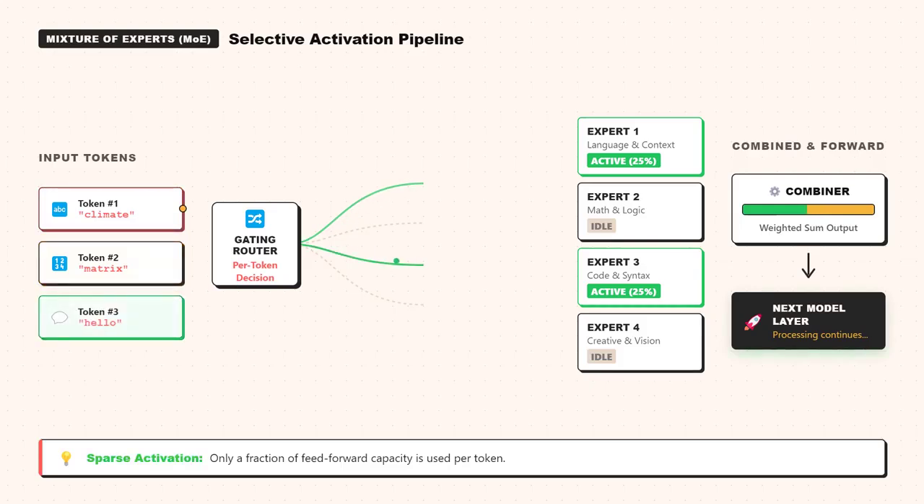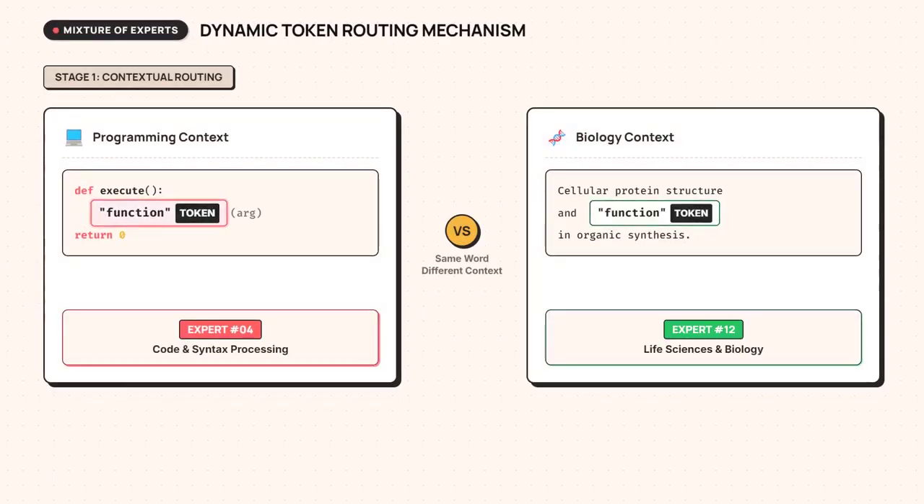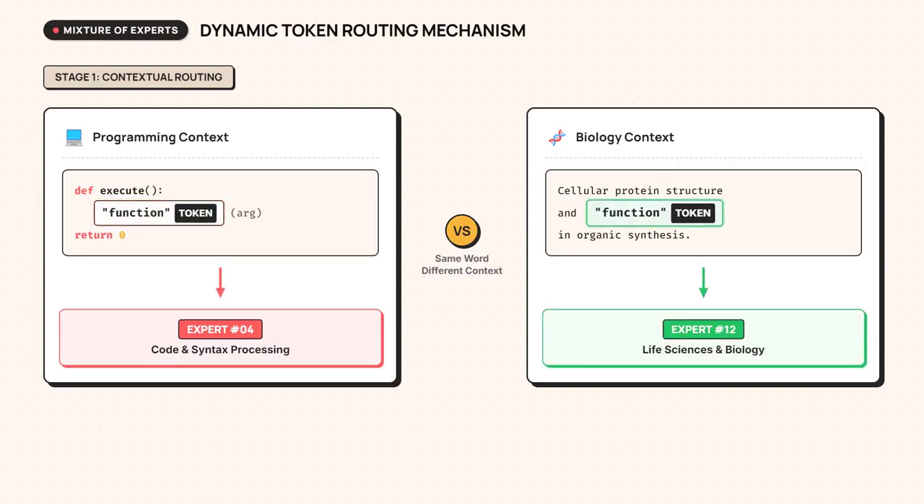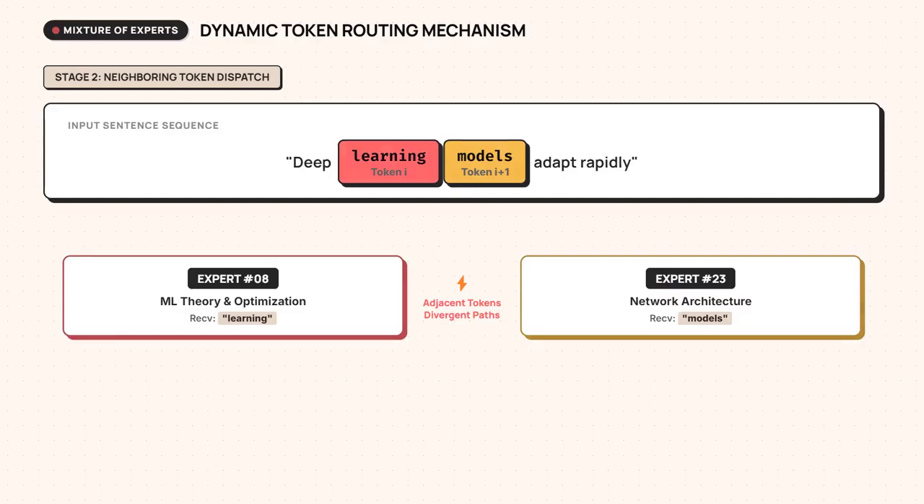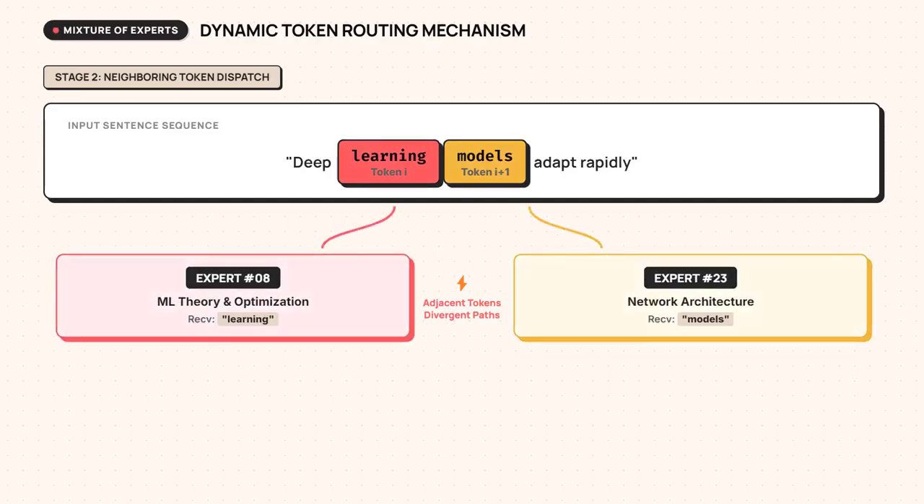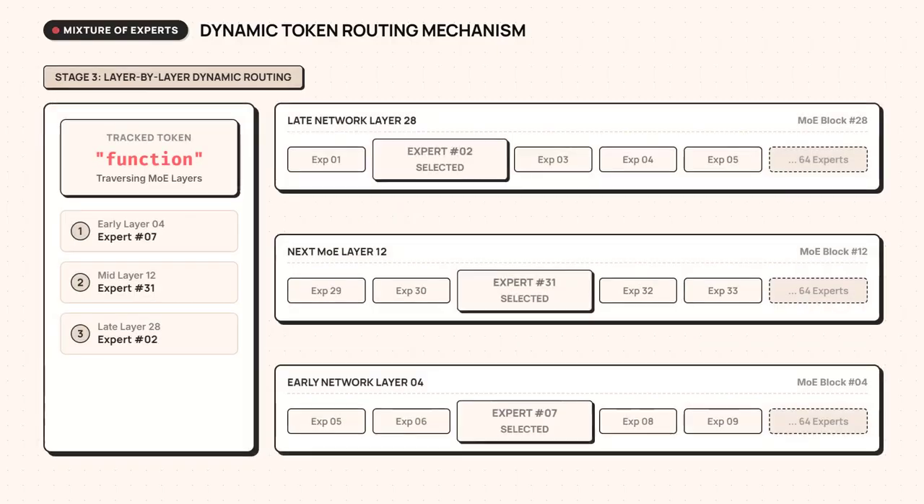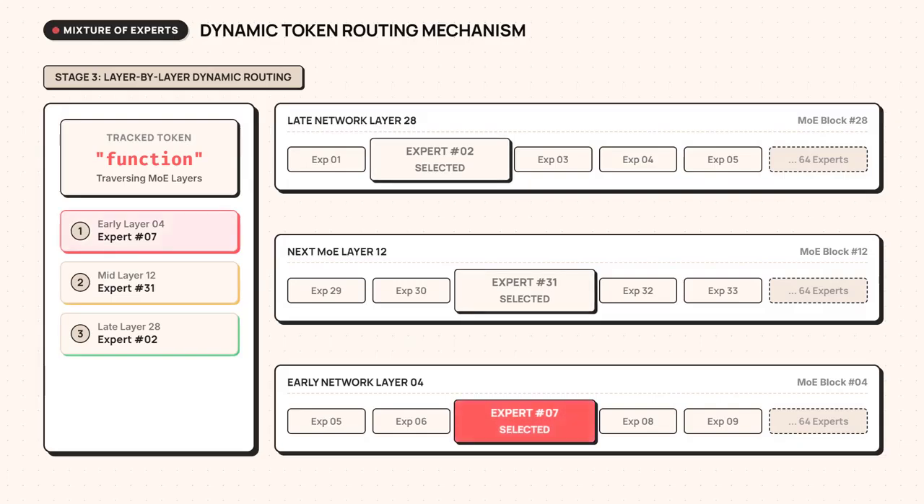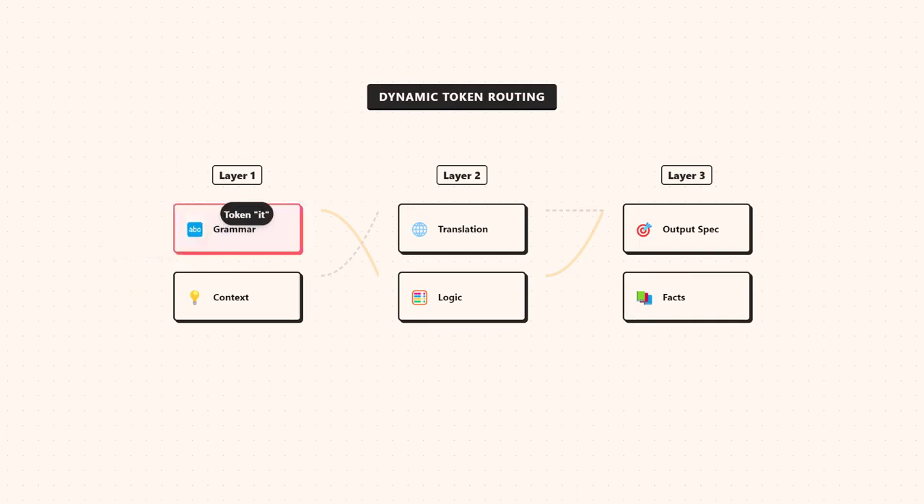And this decision can happen separately for every token. The word "function" inside a programming example might be routed differently from the word "function" inside a biology explanation. Even 2 neighboring tokens in the same sentence may be sent to completely different experts. The routing can also change from layer to layer. A token might go to expert number 7 in an early layer, expert number 31 in the next MoE layer, and expert number 2 later in the network. So it is not choosing one permanent specialist for the entire response.